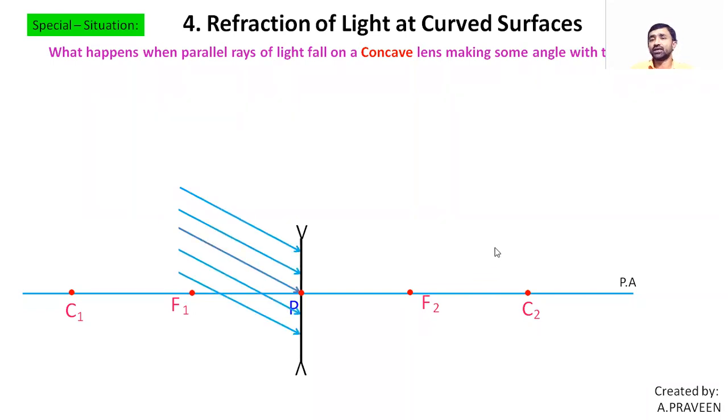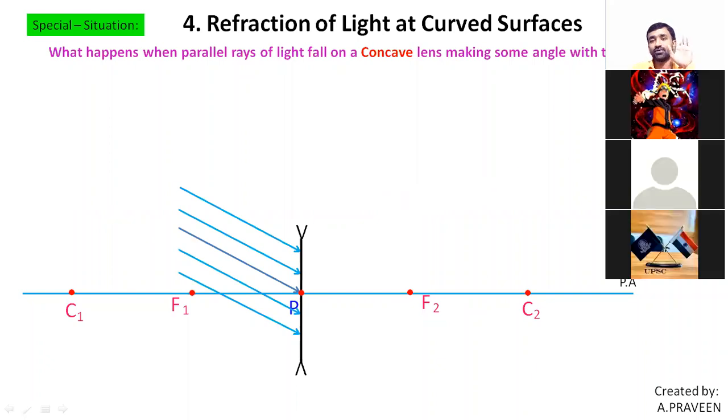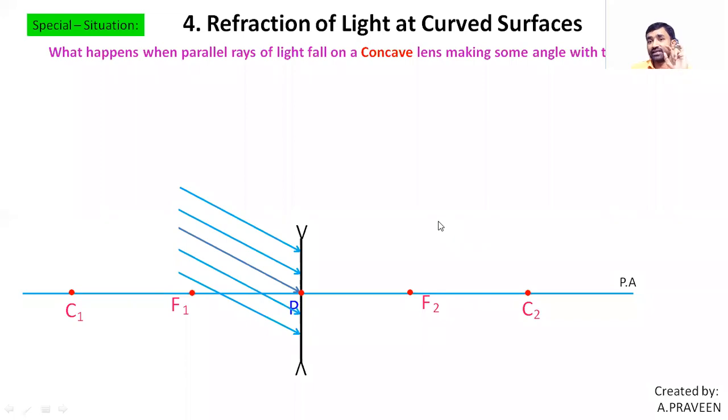So what to do in this case? Among these 5 rays, can you apply any situation for any ray? One of the rays is passing through the optic center of the lens. Is it clear? One of the rays passing through the optic center, so I know the behavior of that light ray. What is it? It remains undeviated after refraction through any lens, right?